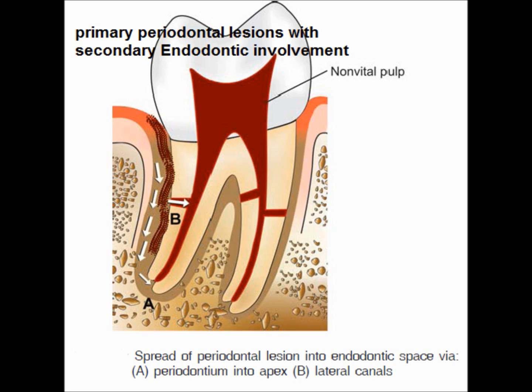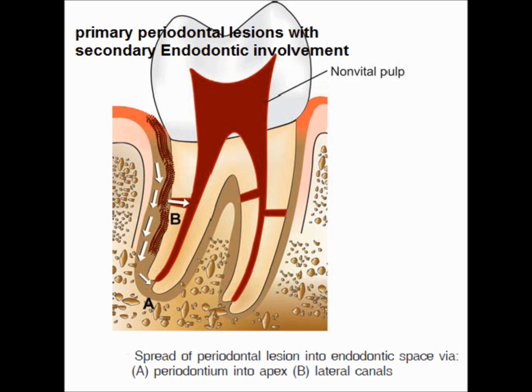Number 4, primary periodontal lesion with secondary endodontic involvement. Periodontal disease can have an effect on the pulp through dentinal tubules, lateral canals, or both. Primary periodontal lesions with secondary endodontic involvement differ from primary endodontic lesions with secondary periodontal involvement only by the sequence of disease processes.